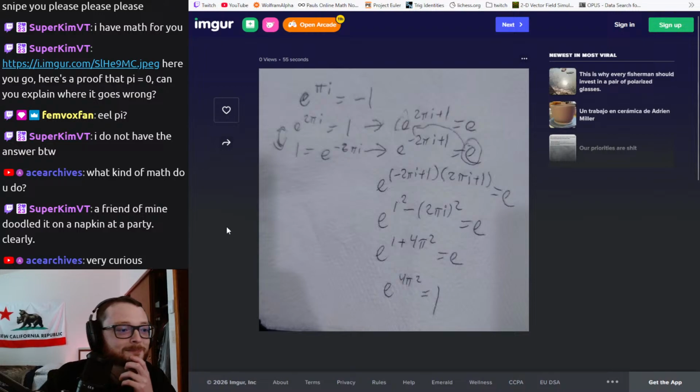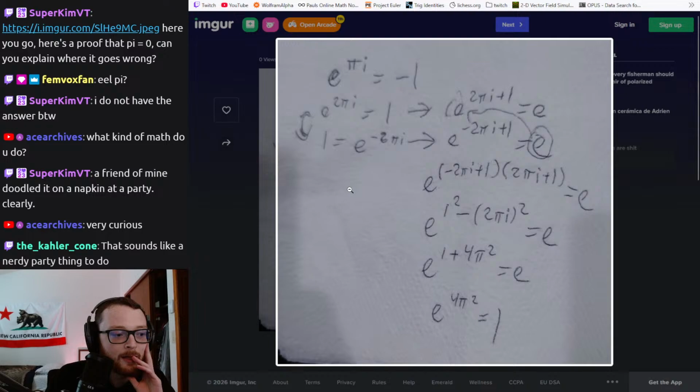Let's see. You don't have the answer. A friend of mine doodled on a napkin at a party. Ace, I am a master's student studying applied math. So I enjoy differential equations, mathematical biology. But yeah, I don't know, stuff like that. I'm not that much of a niche that I'm super into, that this is a nerdy party thing.